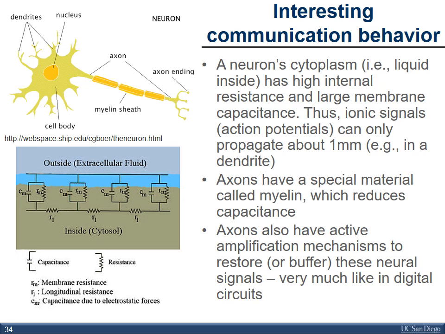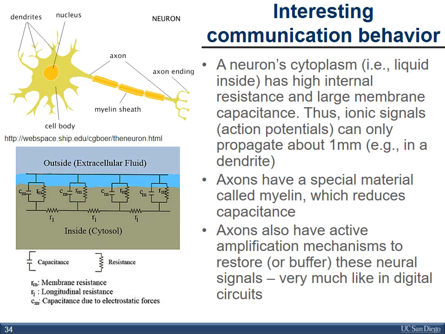The cytoplasm, or the fluid inside a neuron, has a pretty high internal resistance. It's an ionic solution, just like Gatorade or something like this. It has a certain conductivity, but it certainly doesn't compare to gold or silver or copper, right? In addition, the neuron also has a fairly large membrane capacitance. It has a lipid bilayer membrane that has an effective capacitance between the inside of the cell and the outside of the cell.